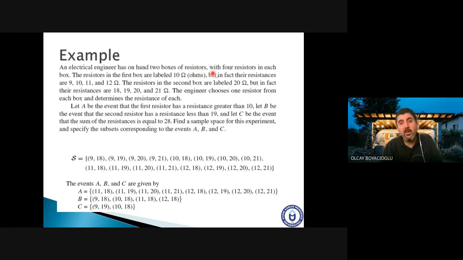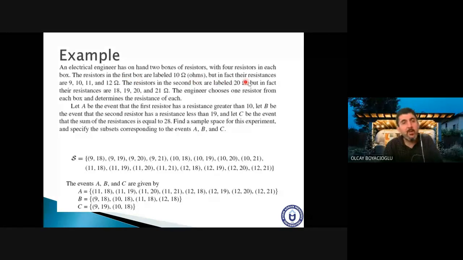With 4 resistors in each box. Alright. The resistors in the first box are labeled 10 ohms. But in fact, their resistances are 9, 10, 11 and 12 ohms.